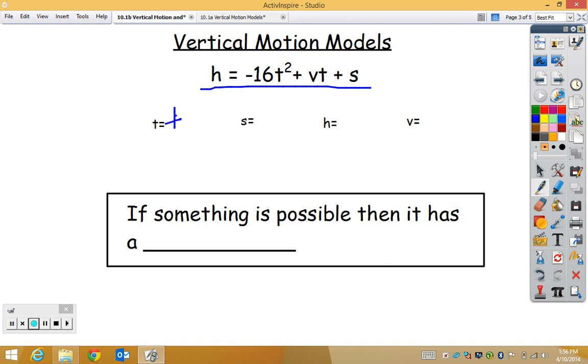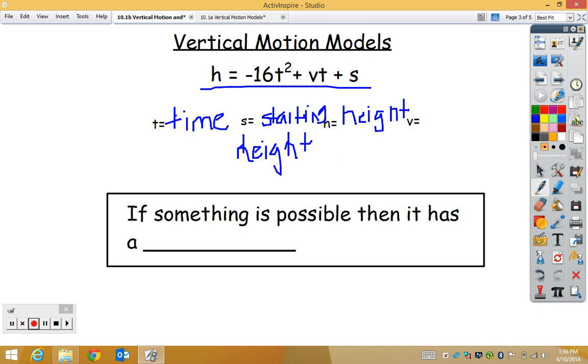The variables stay exactly the same. The t stands for time. S stands for starting height. H stands for height. And V stands for velocity.